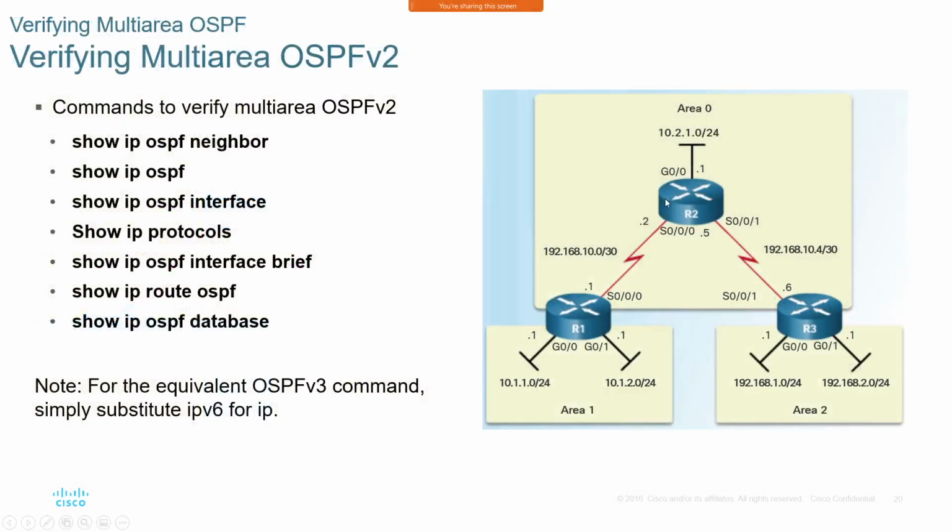Okay, so let's go back to where we left off. Now, these are the commands for us to verify the functionality of OSPF. Show IP OSPF neighbor will show all the neighbor connections, the adjacencies that we have. So it's going to show us who our friends are. All right, so it will show who we are talking to.